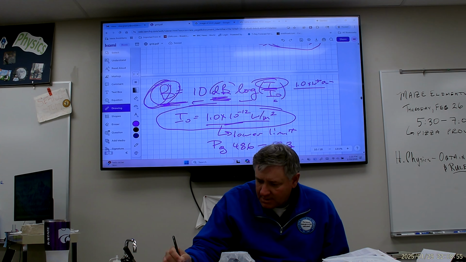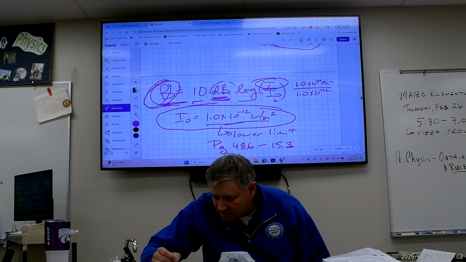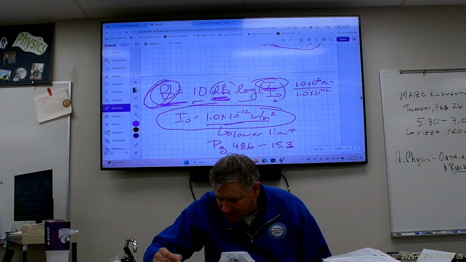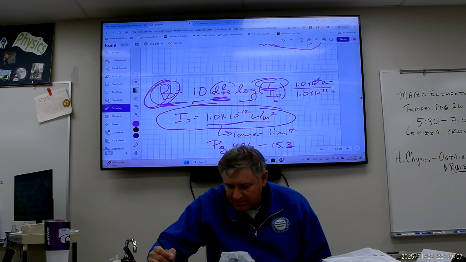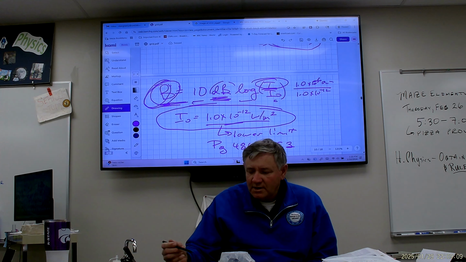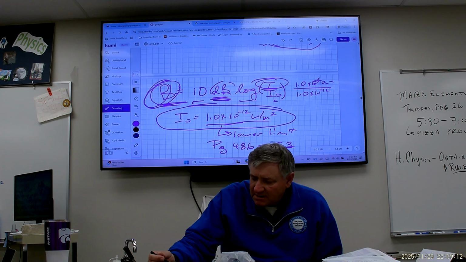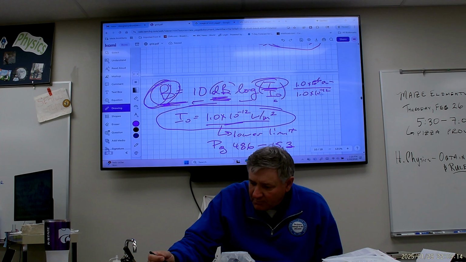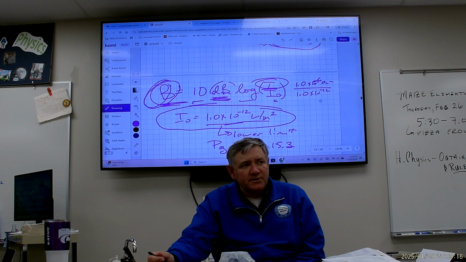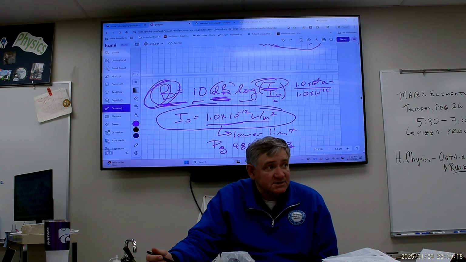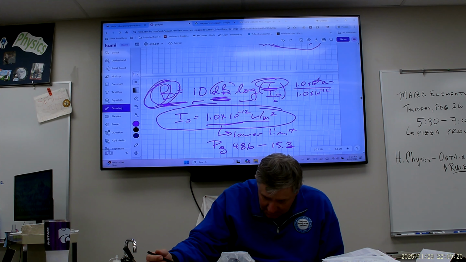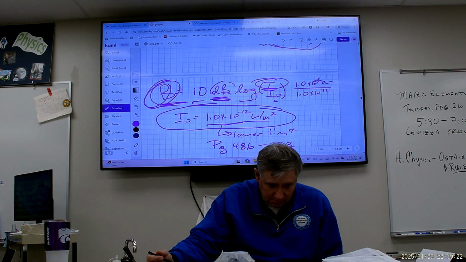per square meter. And you divide that by 1.0 times 10 to the negative 12. Okay? So that's 1.0 times 10 to the negative 6. And that's 1.0 times 10 to the negative 12. So if you take 1.0 times 10 to the negative 6 and divide that by 1.0 times 10 to the negative 12, you get 10 to the 6th, right?